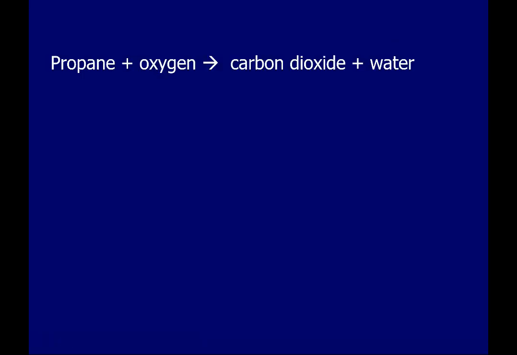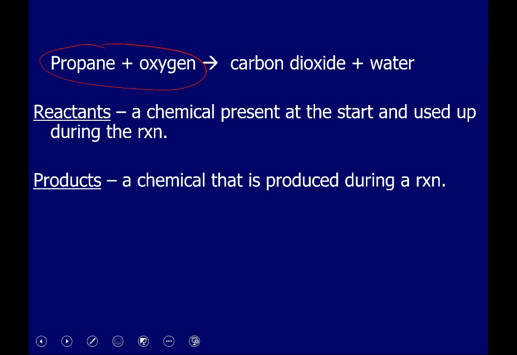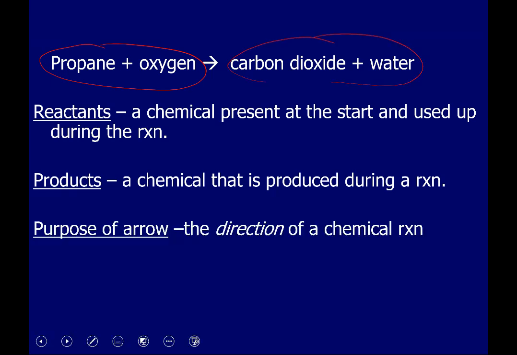Another example is propane plus oxygen gives you carbon dioxide and water. The reactants are chemicals present at the start and used up during the reaction. So our reactants here are propane and oxygen. And our products are the chemicals that are produced during a reaction. So in that case, it's carbon dioxide and water.